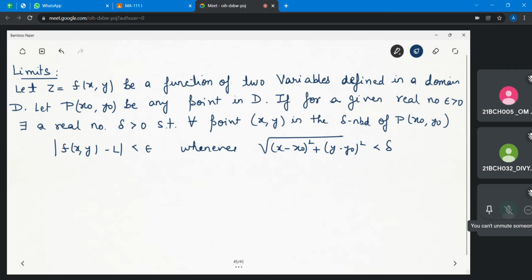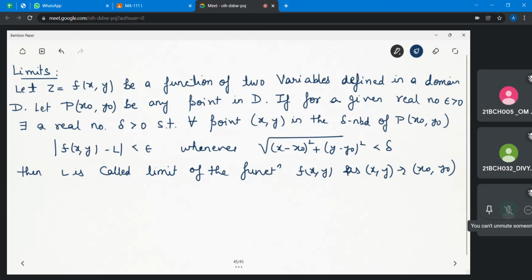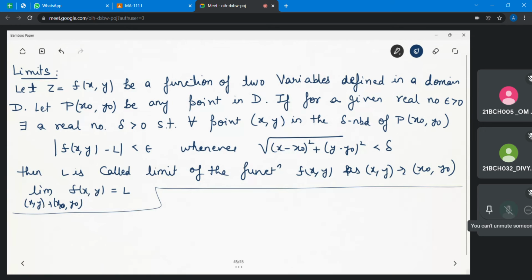Then L is called the limit of the function f(x,y) as (x,y) tends to (x naught, y naught), and written as the limit of the function at (x naught, y naught) is equal to L. Now you see what I am writing down all over.